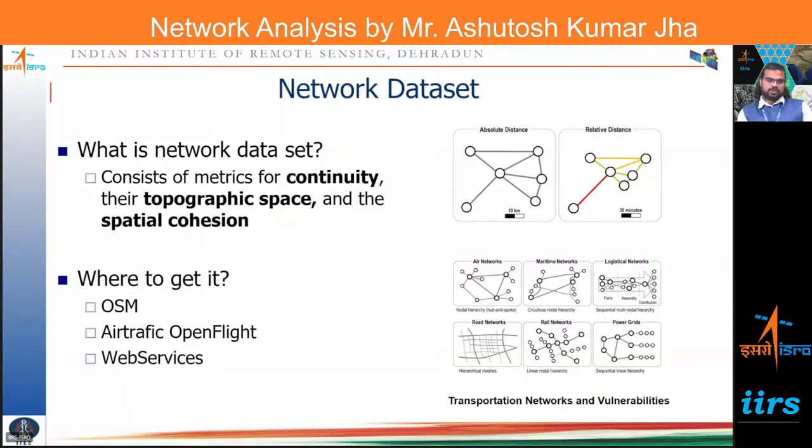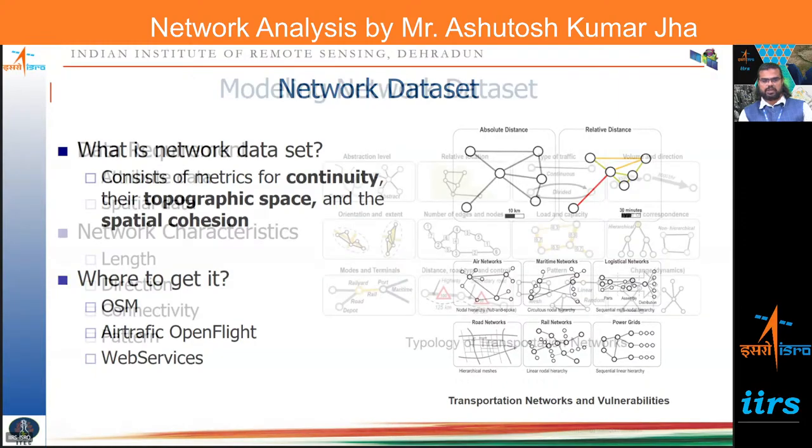So in GIS, we can get such network data sets from different places. One is OSM, the OpenStreetMap. That's the best place nowadays to carry out small scale analysis and experimentation. You can directly get it from OpenStreetMap's site, then use it for your analysis. Apart from that, there's air traffic, which also provides you data sets. And there are a few proprietary web-based services with the help of which you can also get network assets.